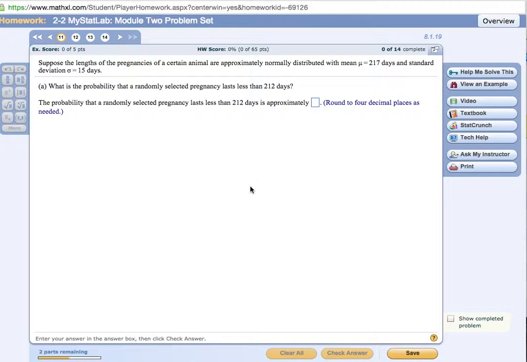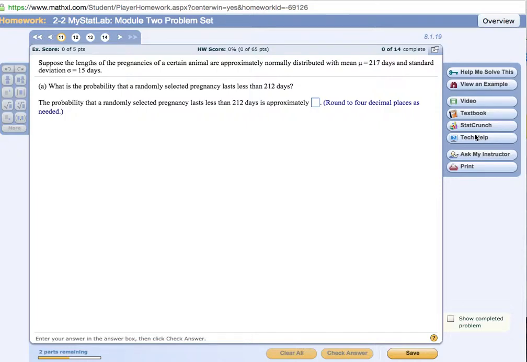Here we have the length of days of a certain animal's pregnancy, approximately normal. The mean is 217 days, and they give us a standard deviation. What is the probability that a randomly selected pregnancy lasts less than 212 days?